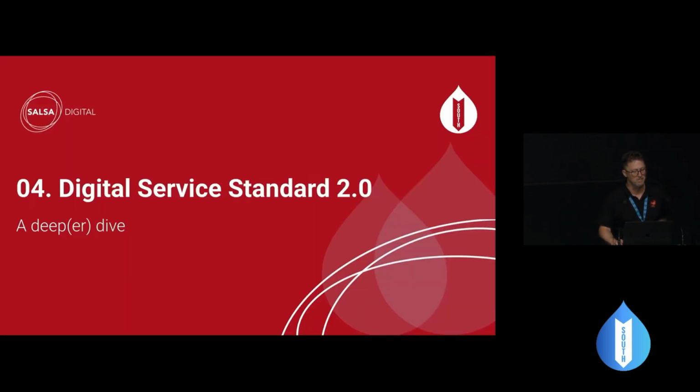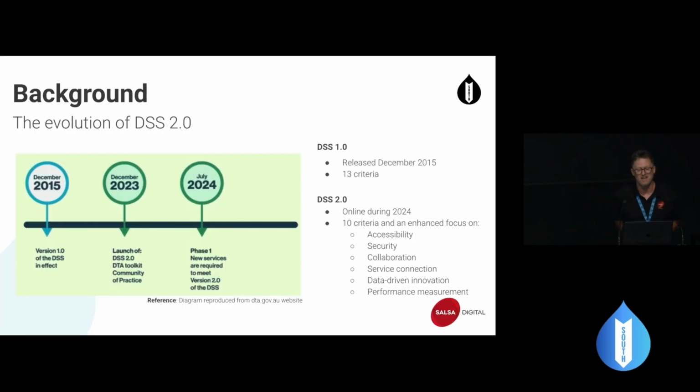Like I mentioned, we'll spend time on the deep dive. Before that, where does the DSS come from? I thought it would be good to have a little bit of history. DSS 1.0 has been around since December 2015. That original standard had 13 criteria. The DSS 2.0 has come on board in the last year or so. It's only got 10 criteria, and they've got more focus, in particular on accessibility, security, collaboration, and service connection.